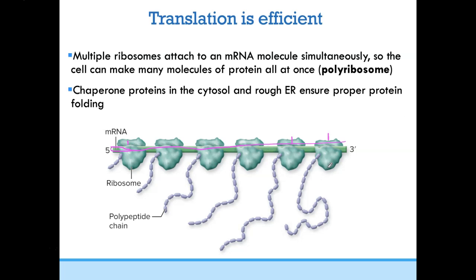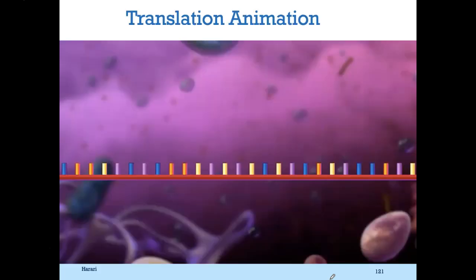And there are special proteins called chaperone proteins in the cytosol that will help make sure that the amino acids fold into their proper shape. That will prevent protein aggregation, meaning protein clumping. So let's watch this animation together. This is one of the best animations I could find on translation. Again, your ebook has lots of animations, and I have some more links for you in this slideshow.